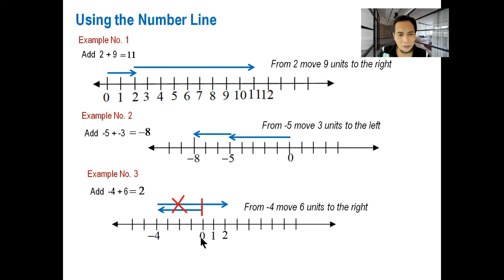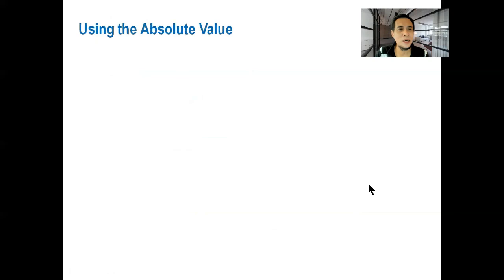And it stopped. So from 0, 1, 2. So that's 2 units. Or simply, this is the end point. The end point of the arrow or the segment is 2. So meaning, negative 4 plus 6 is equal to 2. Okay, let's go to using the absolute value.